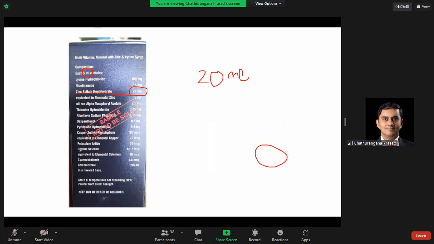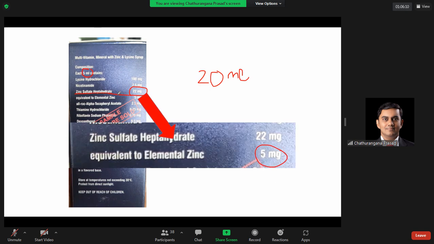But the problem is there are other vitamins. Zincovit has other things, and sometimes it doesn't mention here, even fat soluble vitamins. So you will be overdosing them. This is actually a label from Zincovit B. The normal Zincovit has even vitamin D also. So you should not give 20 ml, because you will be overloading them with other vitamins, right?